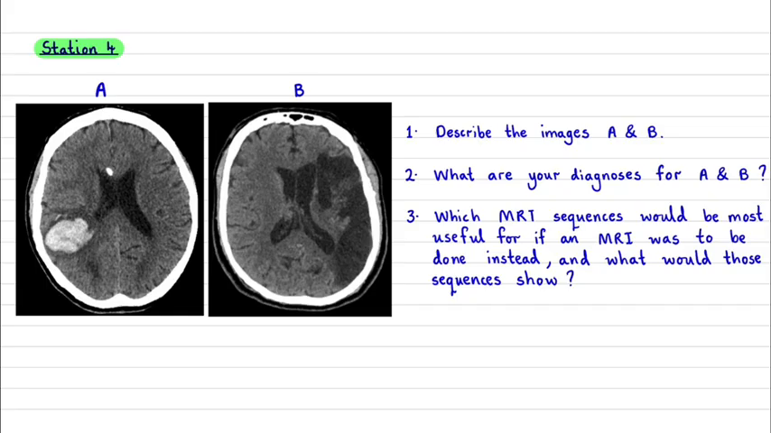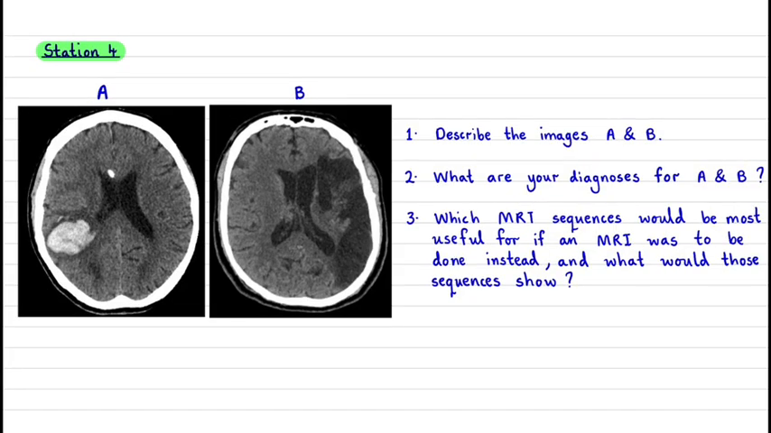Station 4 says, describe the images A and B. What are your diagnoses for both? And then which MRI sequences would be most useful if an MRI was to be done instead? And what would those sequences show? Here comes the answer.